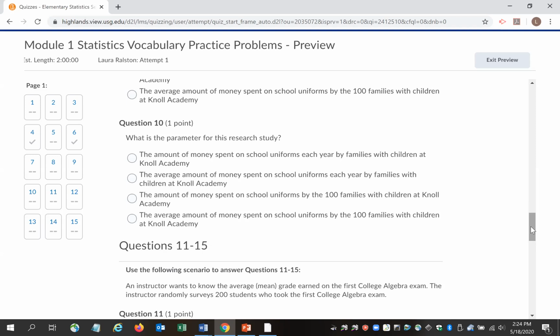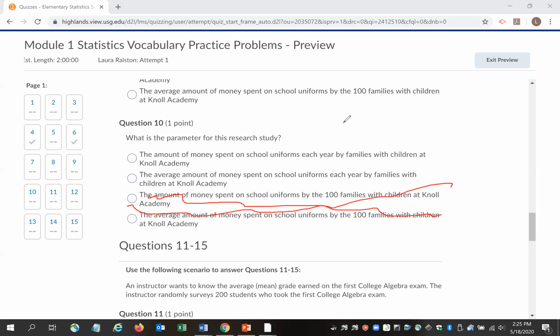I think where she's getting confused is because there's one that says the average amount of money spent on school uniforms each year by families with children at Knoll Academy. That's one of the options. Yes, and I think that's the correct one. And the second option is the average amount of money spent on school uniforms by 100 families with children at Knoll Academy. I knew it wouldn't be the 100 because that's the sample size. Okay, so you're telling me you knew it wasn't this one, and you know it wasn't this one. Correct. But my confusion was why are we looking for average instead of total?